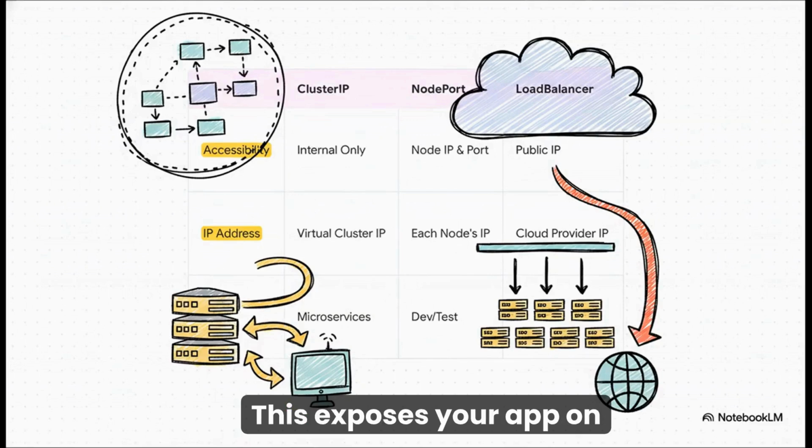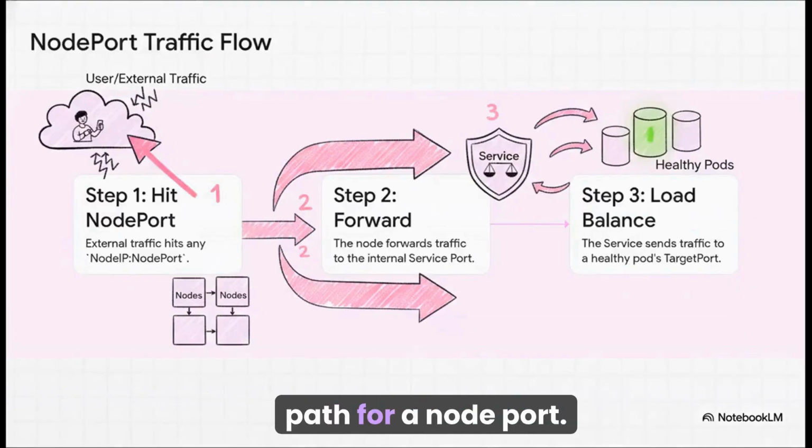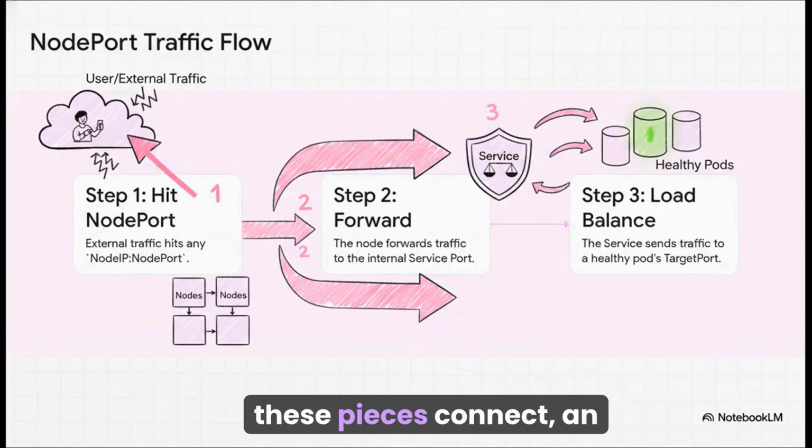Then you have node port. This exposes your app on a static port on every node's IP. It's super handy for quick development or testing. And finally, the big one, load balancer. In a cloud environment, this automatically spins up an external cloud load balancer, giving you a public IP for real user traffic. Let's quickly trace the path for a node port, since it shows how all these pieces connect.